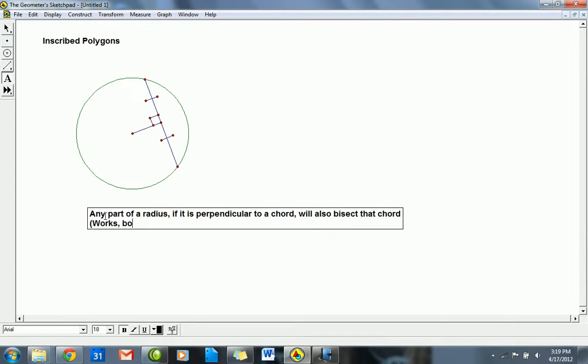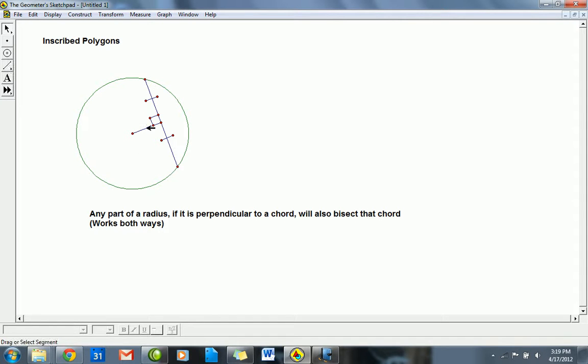In other words, if this little piece right here, which is part of a radius, bisects a chord, then it also has to be perpendicular as well. Okay. Additionally, this little piece right here has a name, and within the context of inscribed polygons, it's called an apothem.